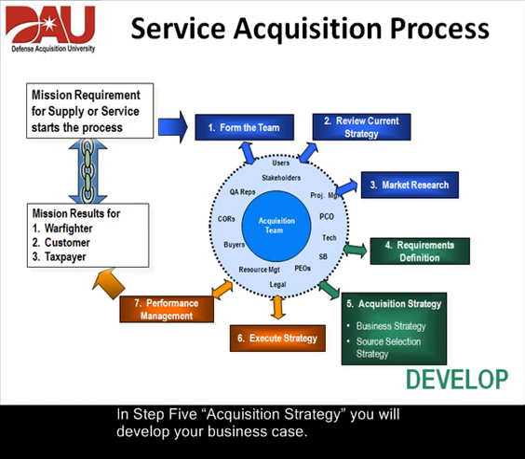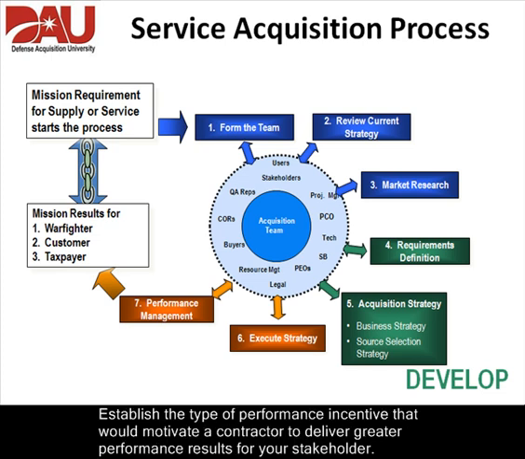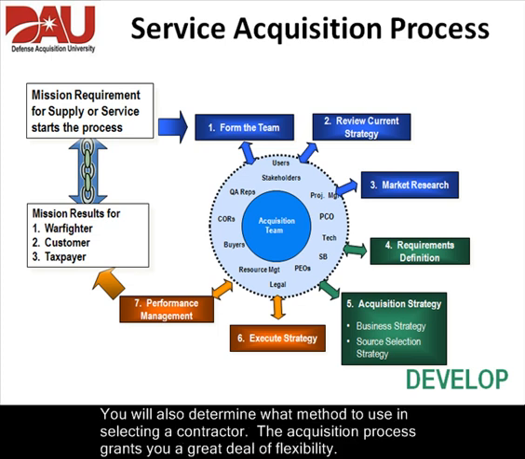In Step 5, acquisition strategy, you will develop your business case. Verify the type of contract that is best suited for delivering the performance results your stakeholders need. Establish the type of performance incentive that would motivate a contractor to deliver greater performance results for your stakeholder. You will also determine what method to use in selecting a contractor.